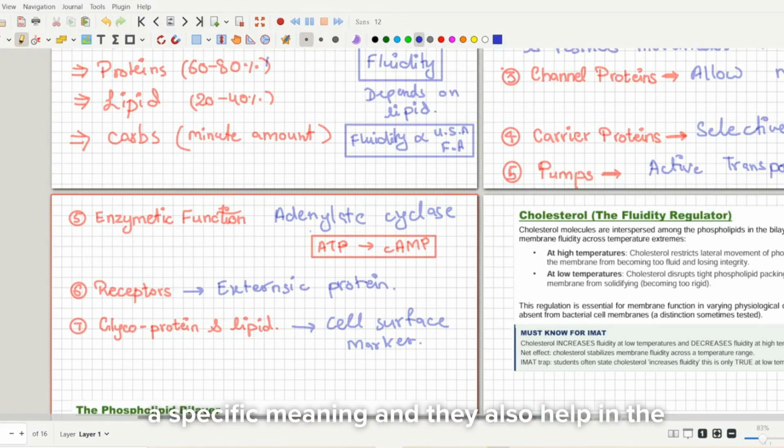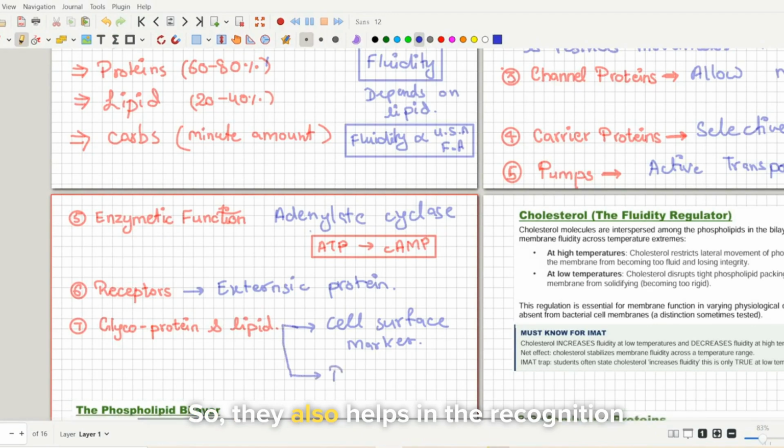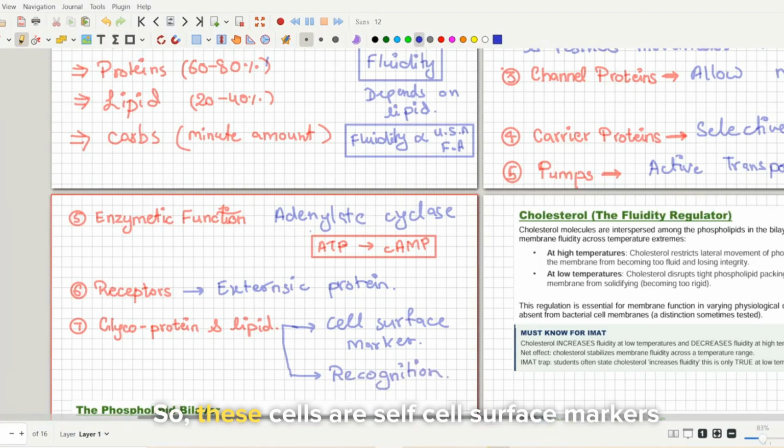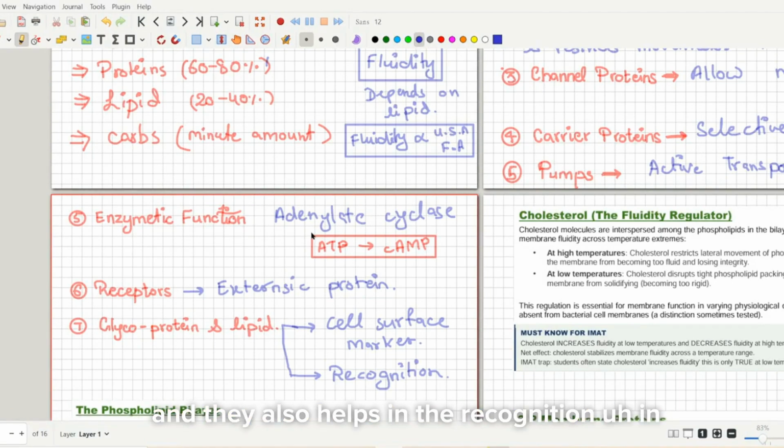They also help in recognition, like they recognize anything that comes to the cell. So these are cell surface markers, and they also help in recognition in the cell. These were the specific molecules that we'll now discuss in detail.